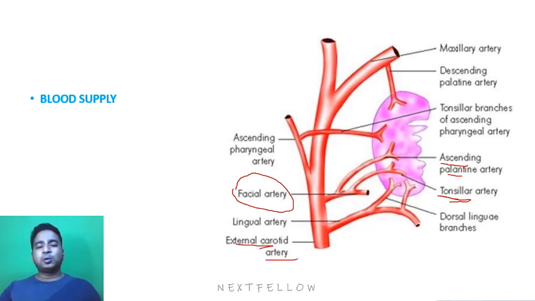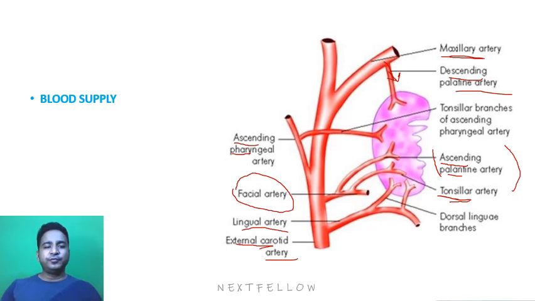Then come the branches from the lingual artery. You can see in the diagram these are dorsal lingual branches. And then other arteries are the ascending pharyngeal artery and descending palatine artery. This descending palatine artery is a branch of the maxillary artery. From the maxillary artery, this descending palatine artery descends and supplies the tonsils. So try to remember the ascending palatine artery is the branch of the facial artery, and this blood supply is very important from the examination point of view.